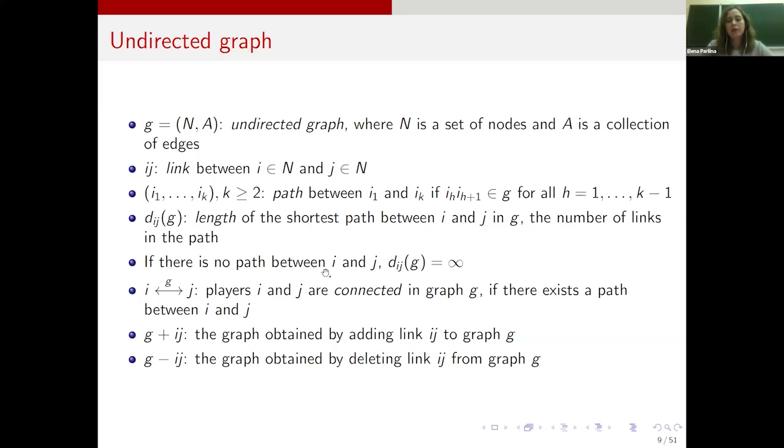If there is no path between two players in graph G, we set this length to infinity. If we write I and this two-sided arrow J, it means that players I and J are connected in graph G, so there exists a path between player I and player J. If we write G plus ij, it means we form a new network where we add a link ij to network G. If we write G minus ij, it means we delete link ij from this graph.